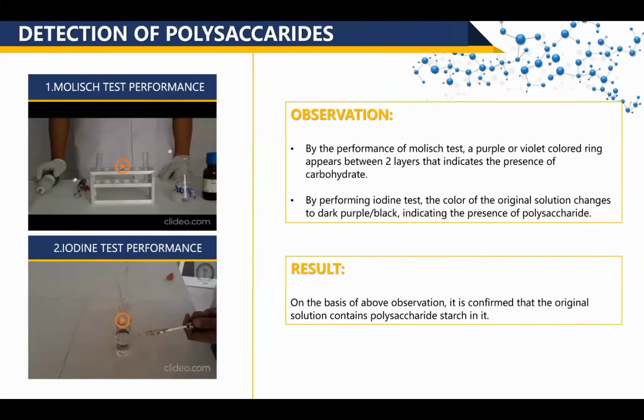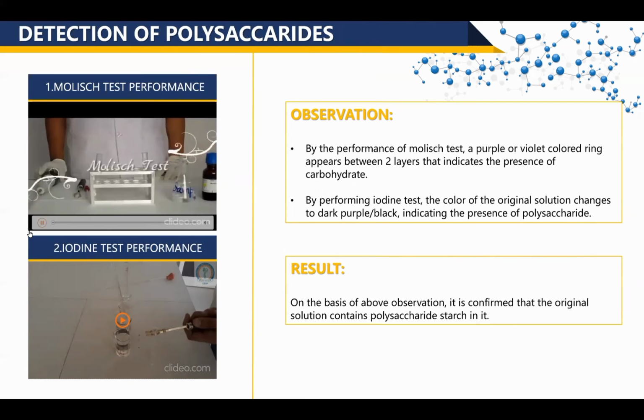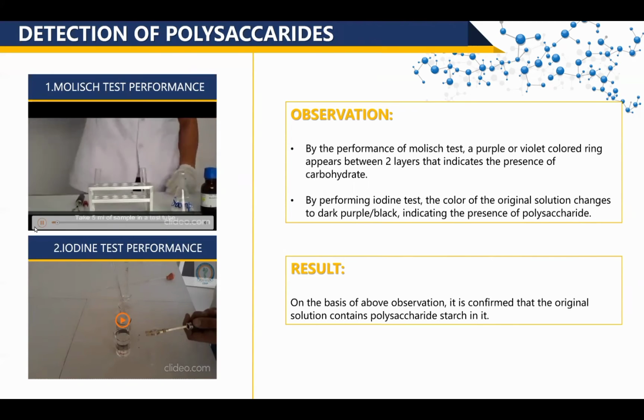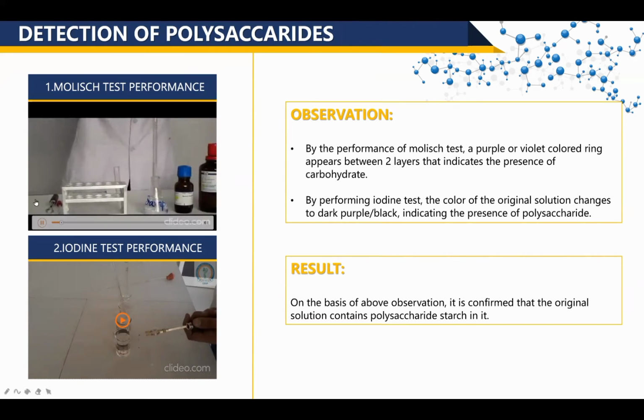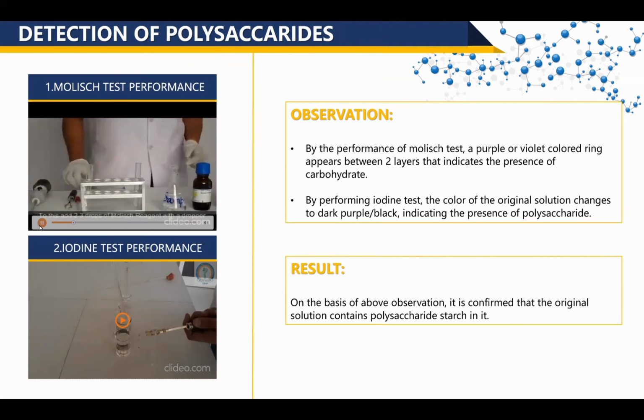In this slide we will be discussing the practical performance. For the performance, here I inserted two separate videos for Molish test and iodine test. First we will be discussing about Molish test. Here in the video we took two separate test tubes and added 2 ml of sample in each of them so that we can compare both positive and negative results for carbohydrate.